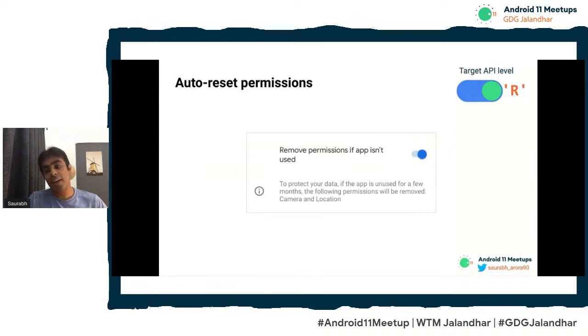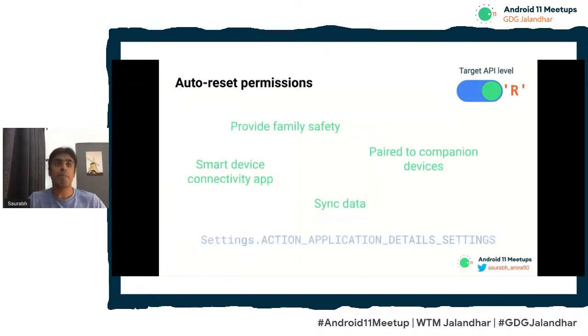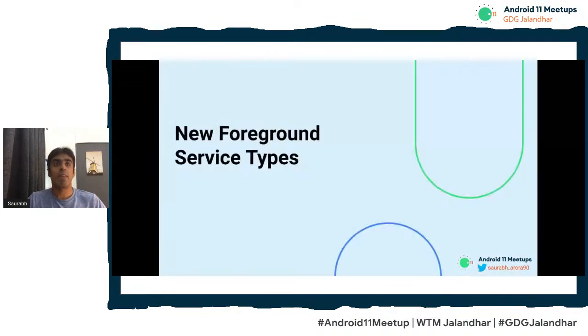And as usual, be careful when using this. Your app should really have a very valid use case that it needs to operate in the background for the user, and hence you're asking them to remove the capability of the system auto resetting the permissions for your app. All right, so that covers permissions.